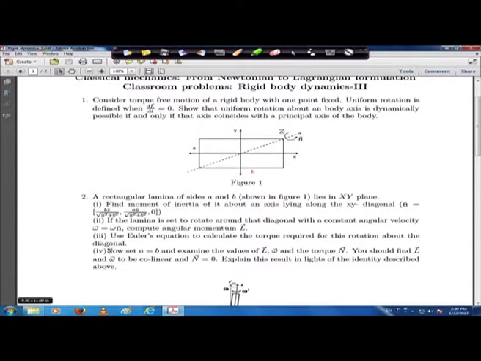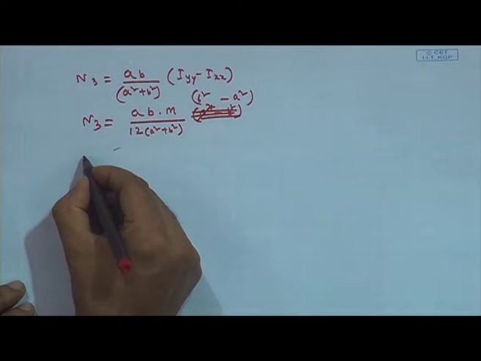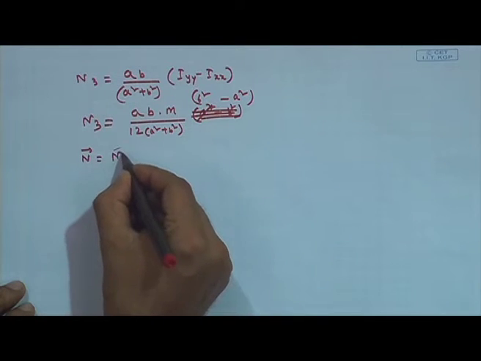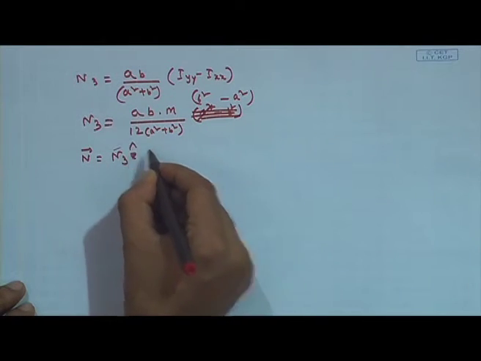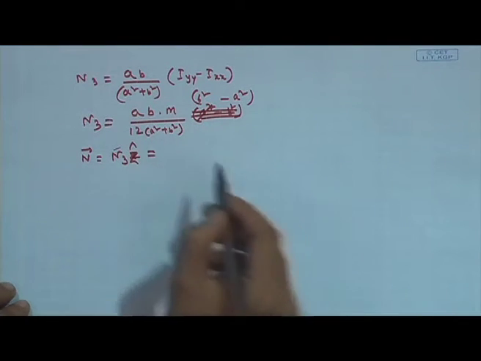Now let's go to the fourth part. The fourth part is really interesting because it says, now set a equal to b and examine the values of L, omega and n, and you should find L and omega to be collinear and n equal to 0. This is very obvious when we look back at the expression. So n is nothing but n3 z cap, so the torque is entirely along the z direction.